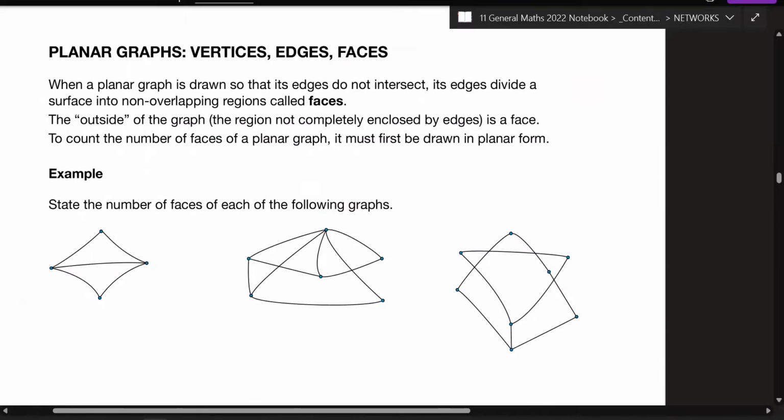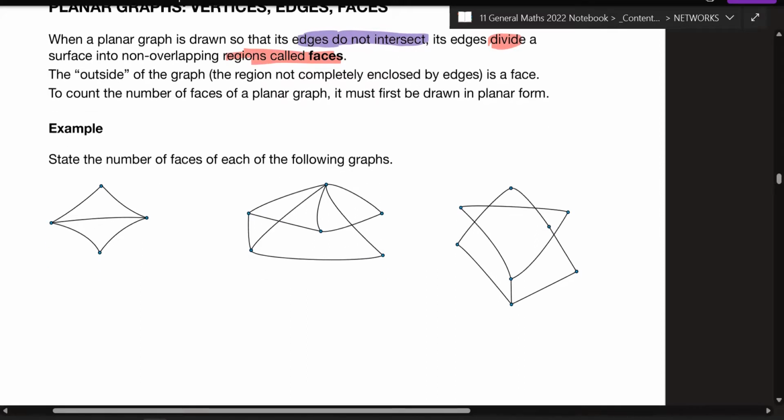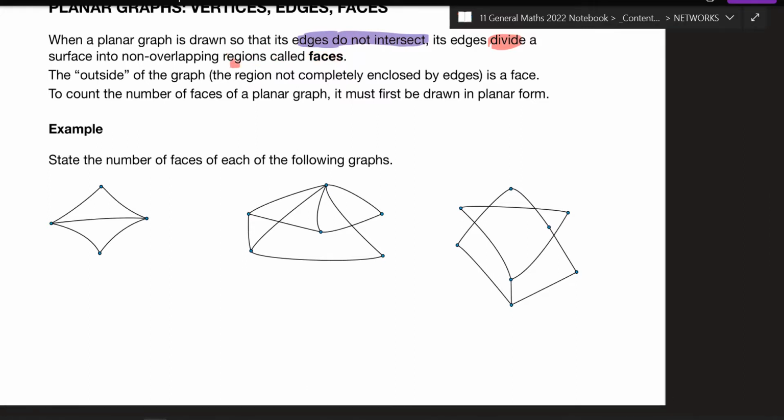So now when you've made it planar, where the edges do not intersect, what happens is it divides the graph in a specific way so that now you've got what you call faces. Okay, so what are these faces? The faces are basically, if you were to look at the graph, the number of enclosed spaces. But here's a tricky part as well. When it comes to faces, you have to include the outside of the graph.